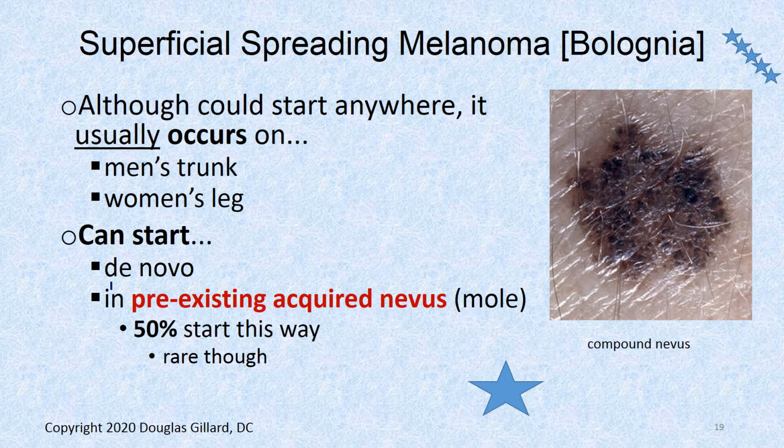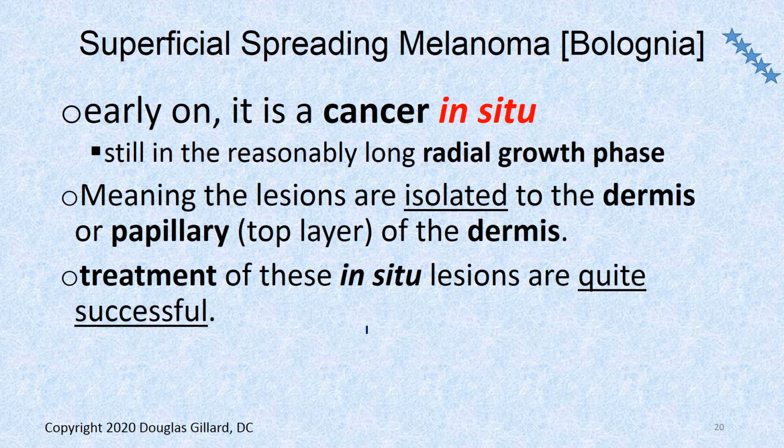It can start de novo. What does that mean, de novo? It can start brand new out of the blue, or it could start from a pre-existing condition like a mole. About 50% of them actually come from a mole. A mole can turn cancerous. The trouble was, it wasn't really a mole. It just looked like a mole. It was melanoma all the time, because in the early phase, it can look just like a mole. Early on, it's cancer in situ. That means it's in the horizontal phase, and it's not digging way down into the depths of the dermis or even into the hypodermis layer.